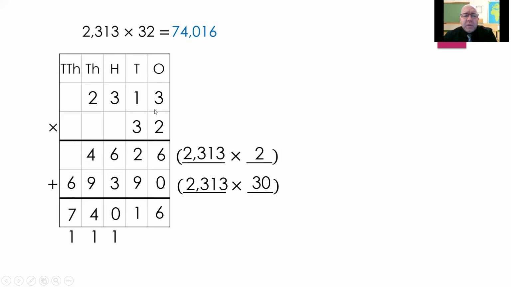These are the sorts of numbers we'll be dealing with today. But don't let it worry you. You can see the steps are just the same. We just do an extra step. That's all it is. Okay.